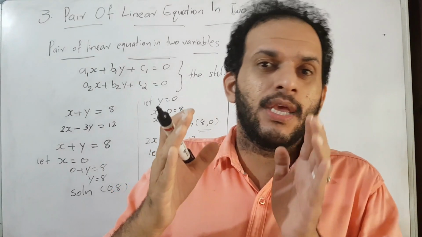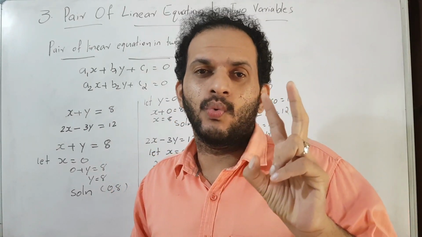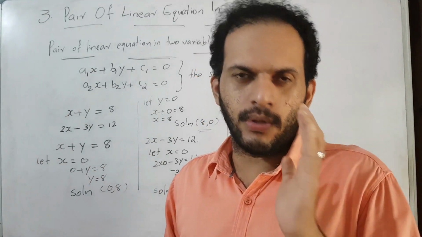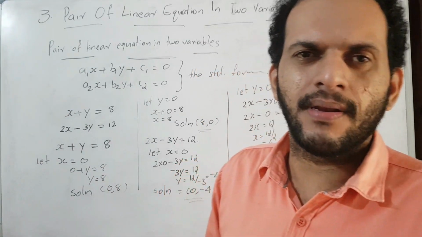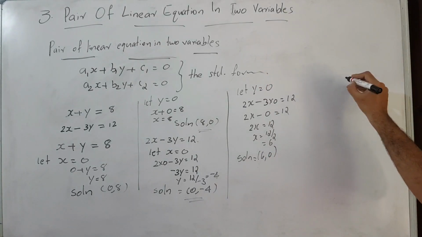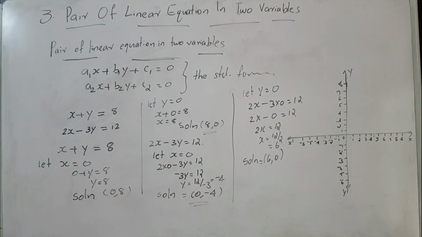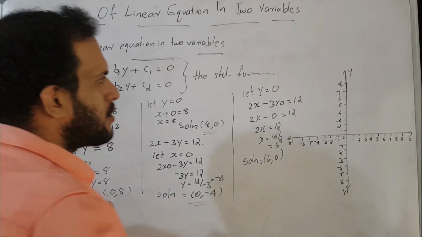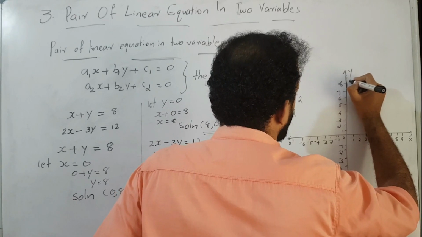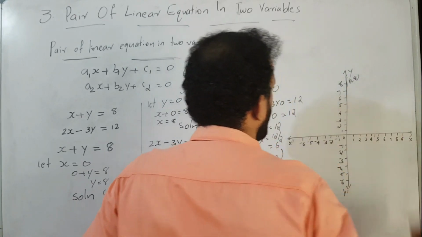Both linear equations have two solutions, correct? Next we represent them in the form of a graph. First we draw the graph of the first equation. The first solution is 0, 8. 0, 8 means the x coordinate is 0, so it lies on the y axis. So the first point is this 0, 8.